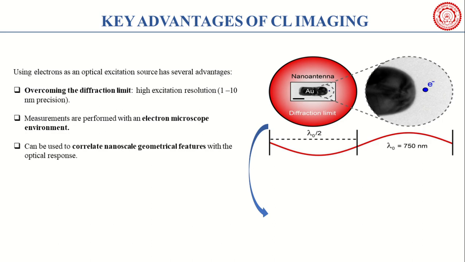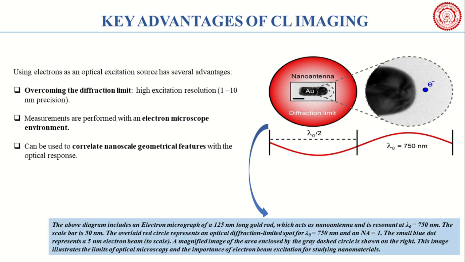Now here is the key advantage of CL imaging that makes it very different from the others. First, if we are using electrons as an optical excitation source, it has several advantages like overcoming the diffraction limit, and measurements are performed in an electron microscope environment, which can be used to correlate nanoscale geometrical features with the optical response. That is, very minute geometrical features can be studied by CL.